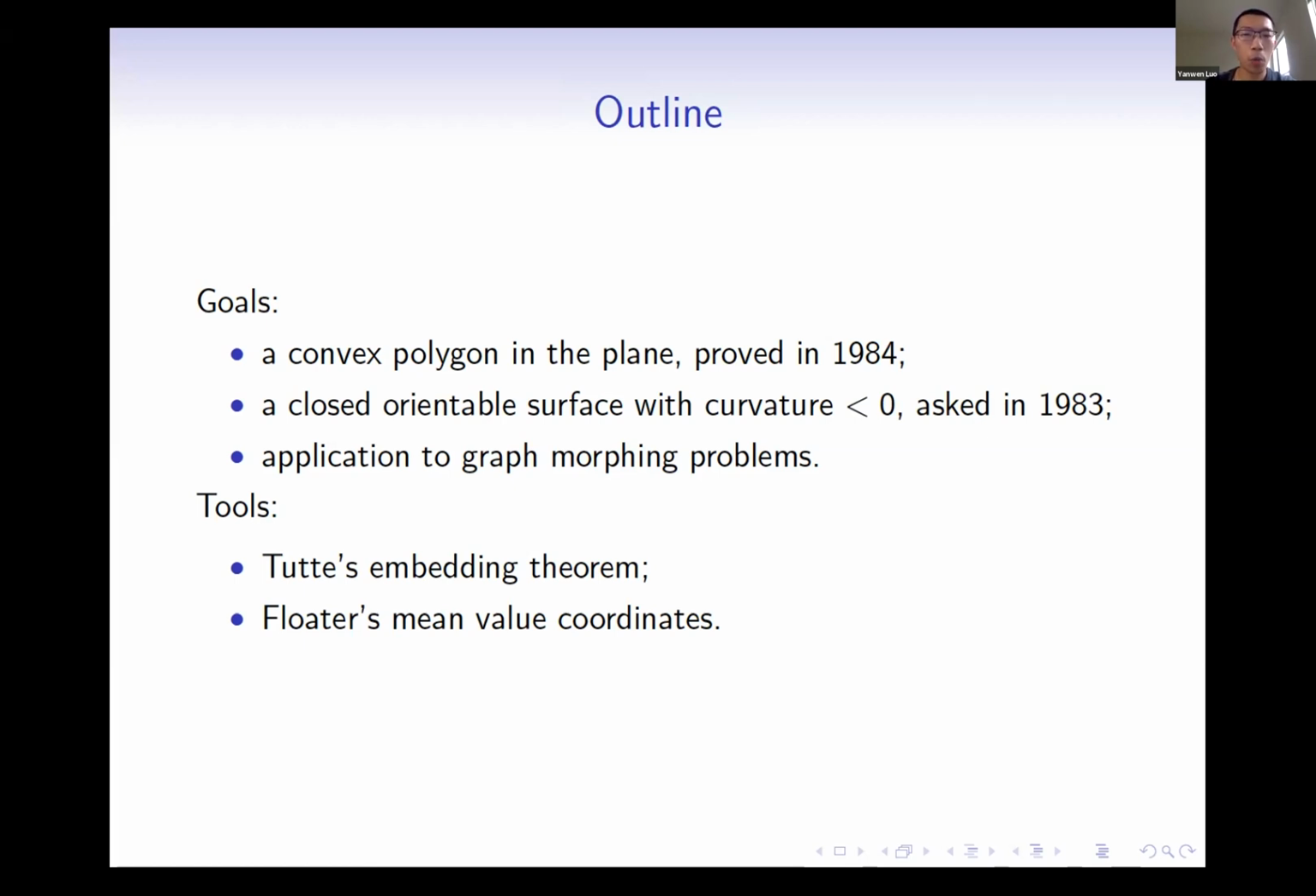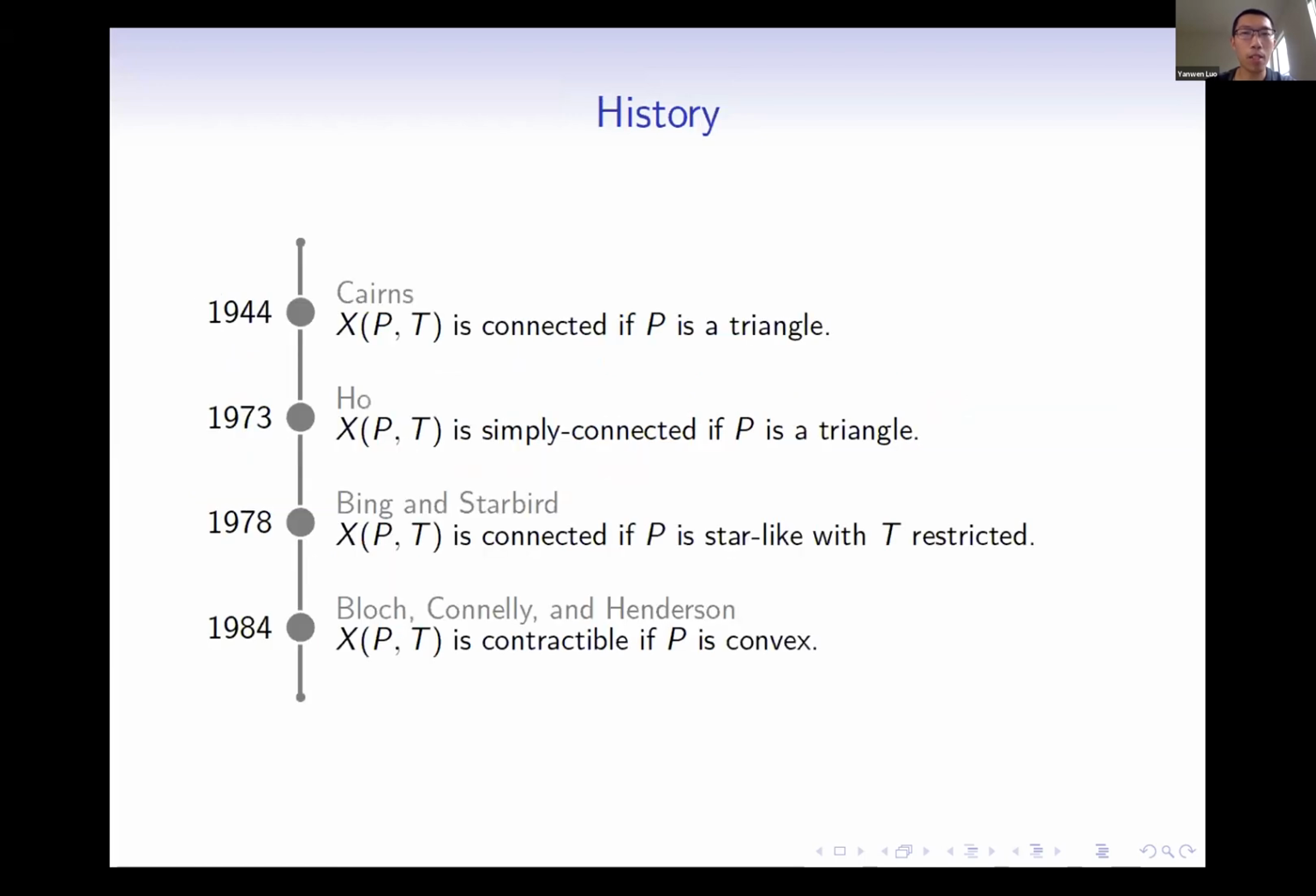Okay, but before that, let me first talk about what we know about this space of geodesic triangulation. The first rigorous investigation of the space was given by Cairns when he tried to study a smoothing problem for triangulated manifolds. And he proved that if the boundary is simple, just a geometric triangle, then this space, no matter how complicated the triangulation of this triangle is, is going to be a connected space. And then there were some improvements by Ho, Bing, and Starbird.